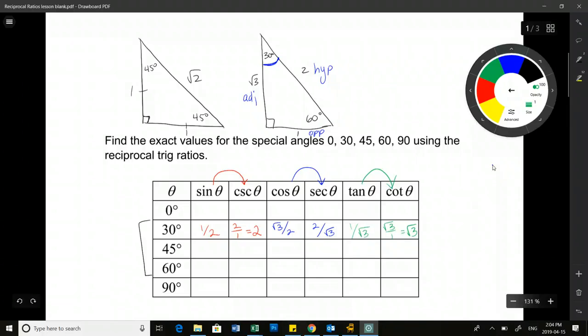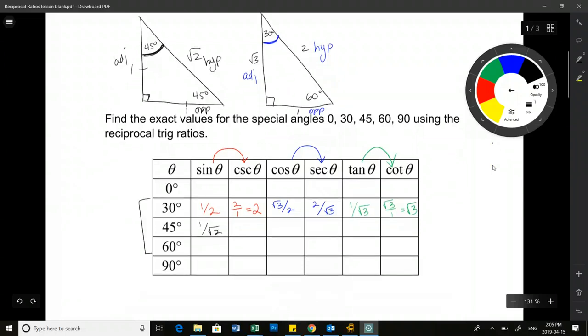Okay, now we can do it with 45. It doesn't matter which 45 we choose, but we'll just label based on that top one: adjacent, opposite, and hypotenuse. We know that sine is equal to 1 over root 2, which means that its reciprocal is going to be equal to root 2 over 1, which is just root 2. If you want to state it with its denominator rationalized, that's fine too. It's equal to 1 over root 2 or root 2 over 2. Same thing.